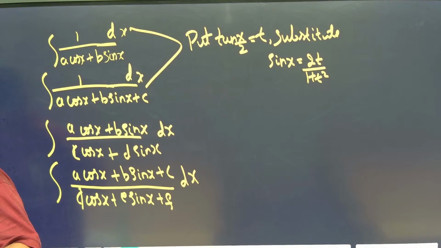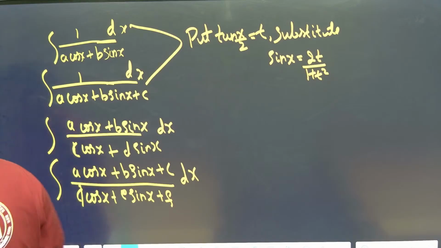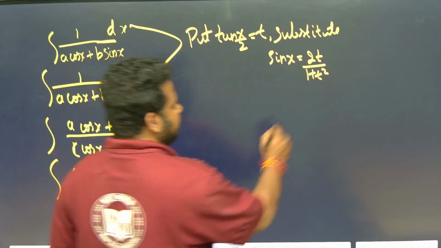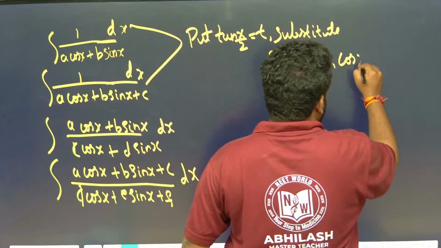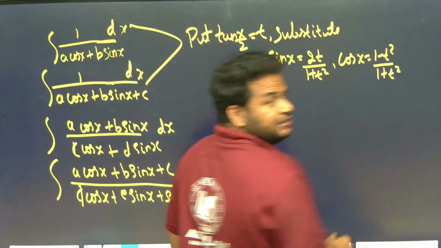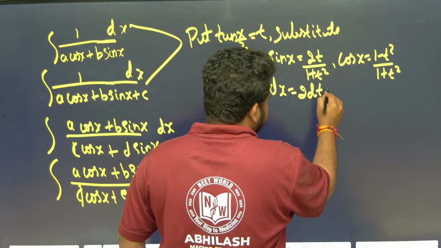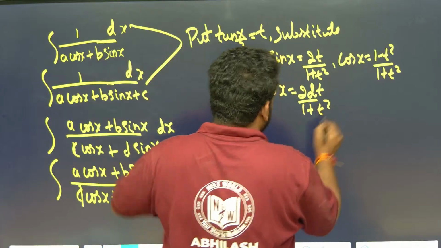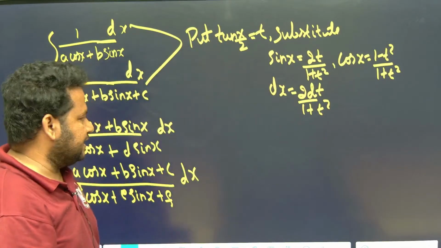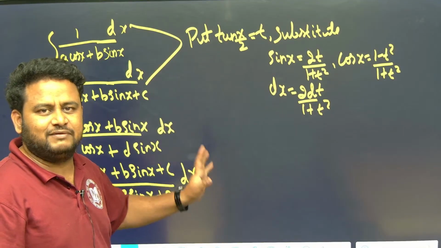Okay, this is fine. Now see here, sin x is 2t by 1 plus t square. Then what will happen to cos x? Cos x will be 1 minus t square by 1 plus t square. Now what will happen to dx? Dx will be 2 times dt by 1 plus t square. We will substitute here and solve the question accordingly, and we will use those 9 formulas. Based on the types, we will apply one of the formulas and we will get the answer.